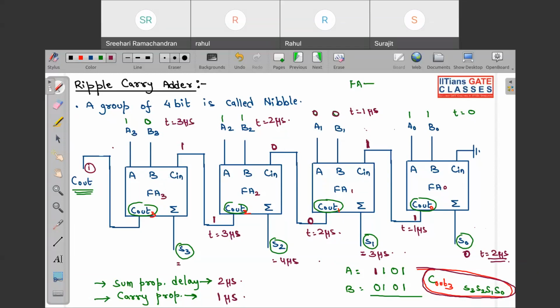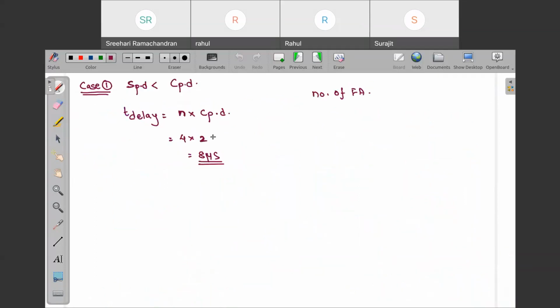So at 5 microseconds, I will have S3, but C out will be available at 4 microseconds. C out will be available at 4 microseconds only. Why? Because I require only 1 microsecond to get C out. So in total, how much time do we require to get the complete output? We require 5 microseconds.